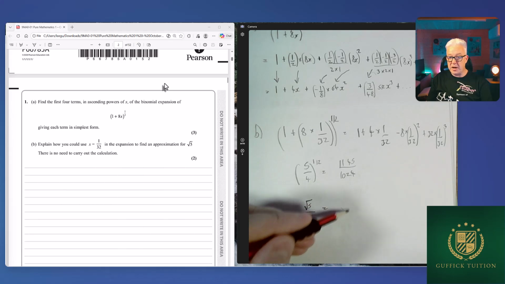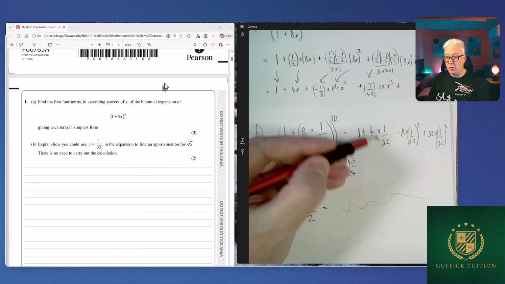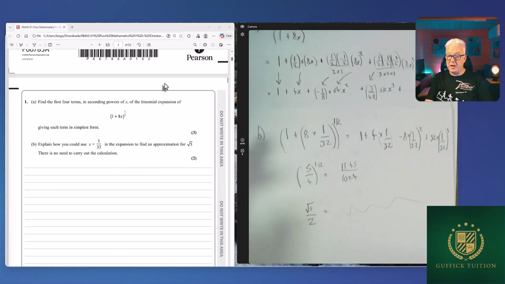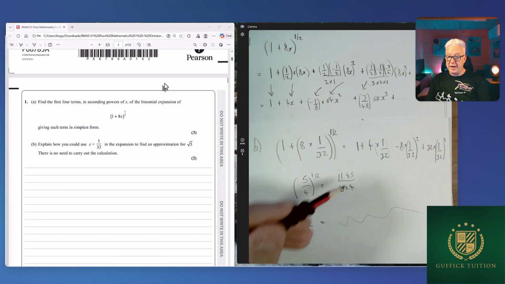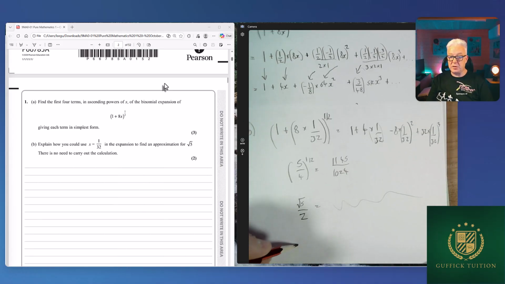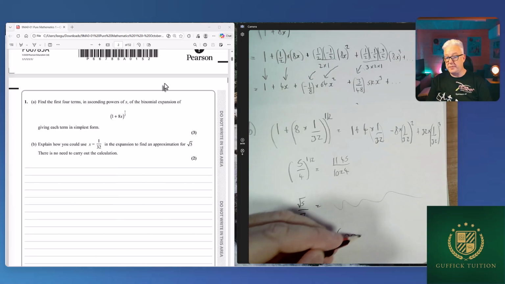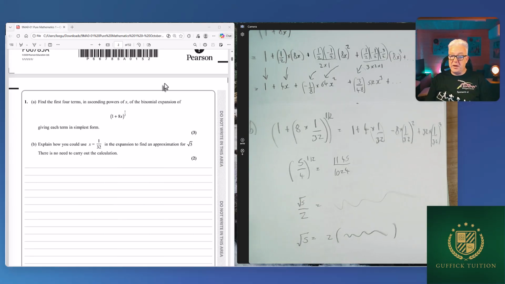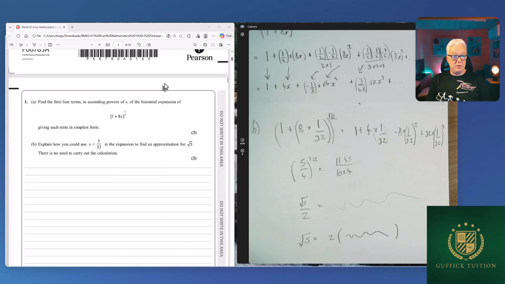Now then, over on the right-hand side, we would sub in 1 over 32, as you can see that I've done there. And then we would get an answer for that, and we would just times it by 2. So we would say then that √5 is equal to 2 times the answer that we get when we sub in 1 over 32 into the other side. So we don't actually have to work it out because it says there's no need to do the calculation. However, they do expect you to sub in that 1 over 32 and demonstrate how that would lead to √5.